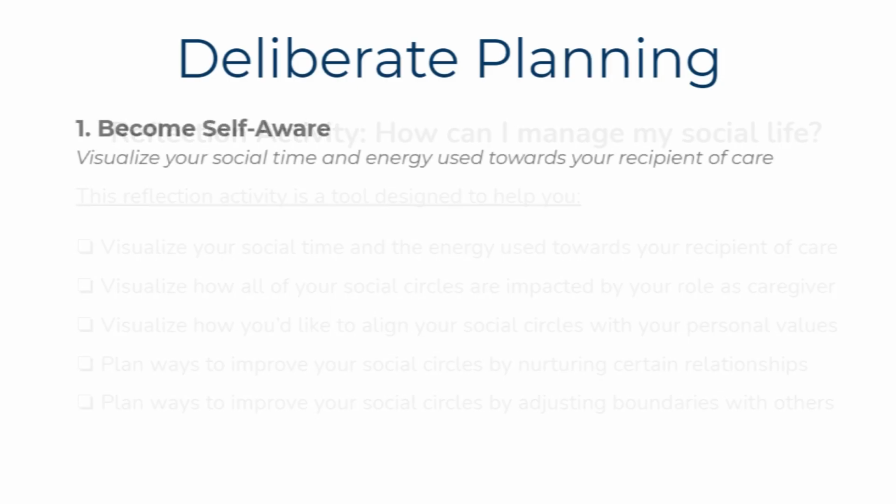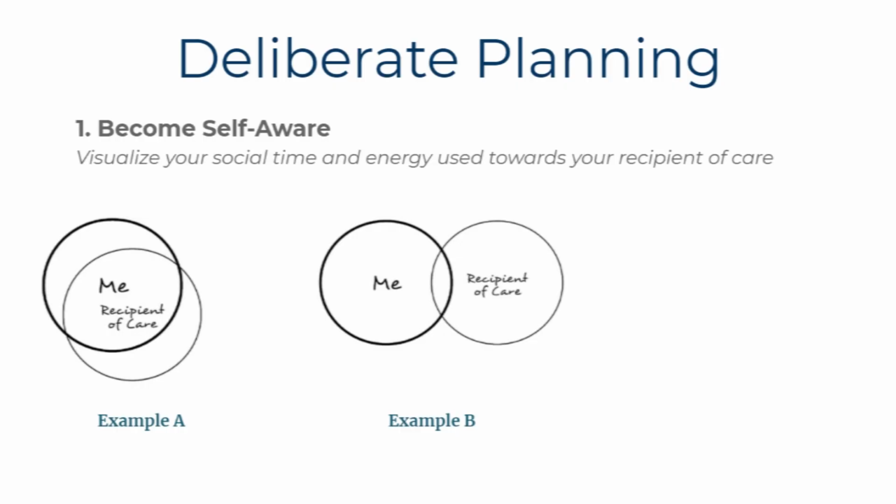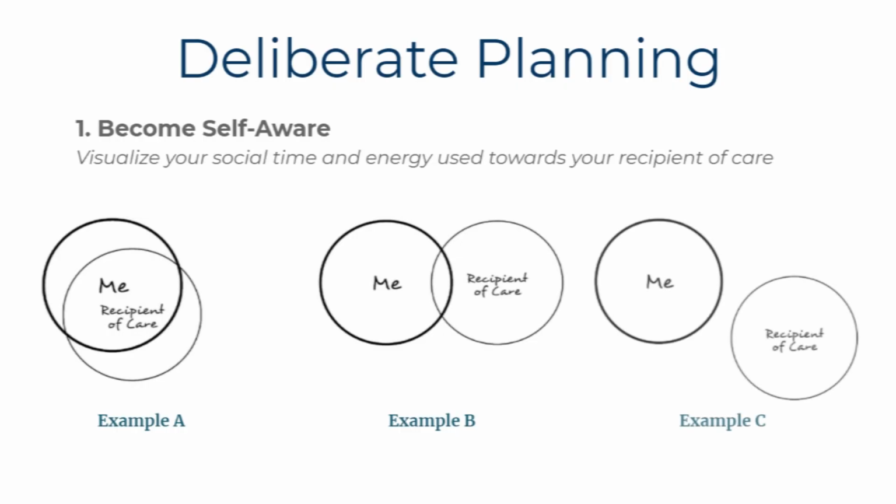The first part of this activity is to become self-aware. This step is to help you visualize your social time and energy used towards your recipient of care. We will look at 3 examples of what this might look like. Example A. This drawing represents an unsustainable relationship that needs adjusted boundaries. Example B. This example shows a nurturing relationship with appropriate boundaries. And example C is a representation of a disconnected relationship that needs nurturing.